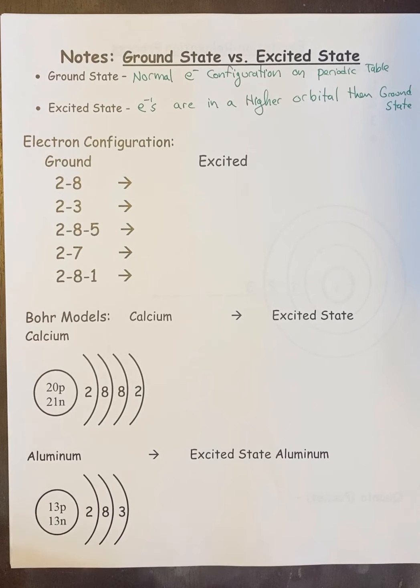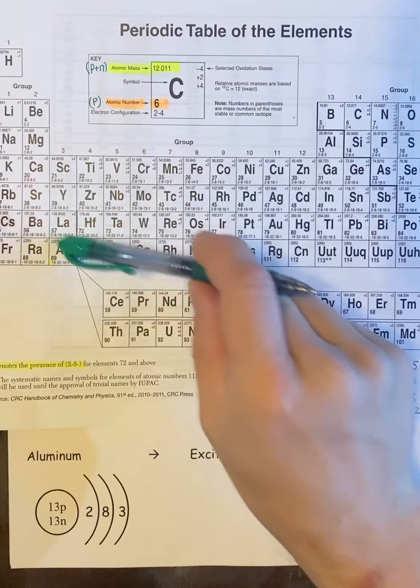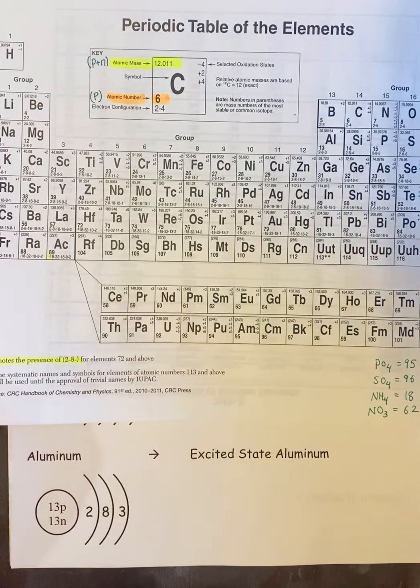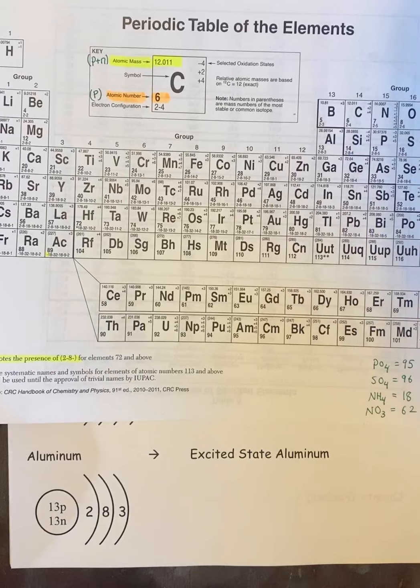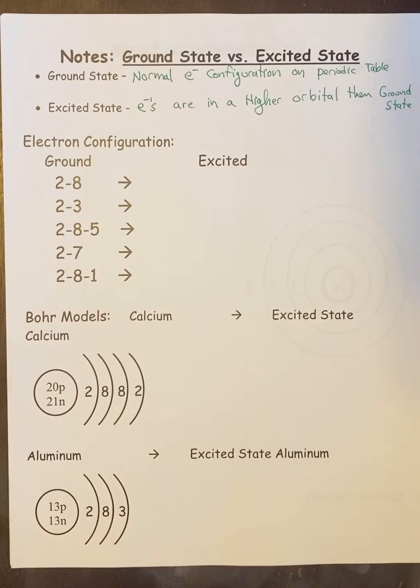In this video, we are going to talk about the ground state versus excited state, and I have these pre-written out. So the ground state is the normal electron configuration that's found on the periodic table. When you look up configurations on the periodic table, all of these configurations that you see written at the bottom of the symbol are the ground state.